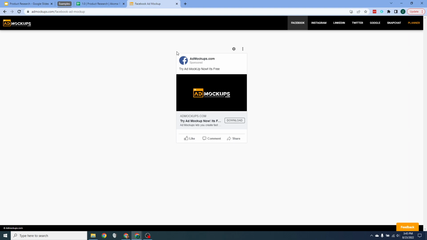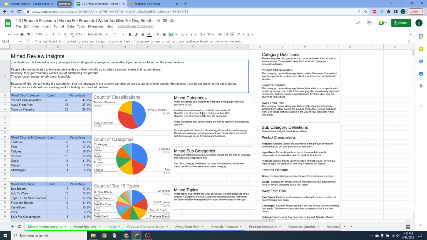Again, I'll cover some of this stuff more in another course in the future, but for right now, it's really just making a simple mock-up for an ad based on the information in these sheets, and I'm just going to wing it for each of these examples, starting with the dog breath product.